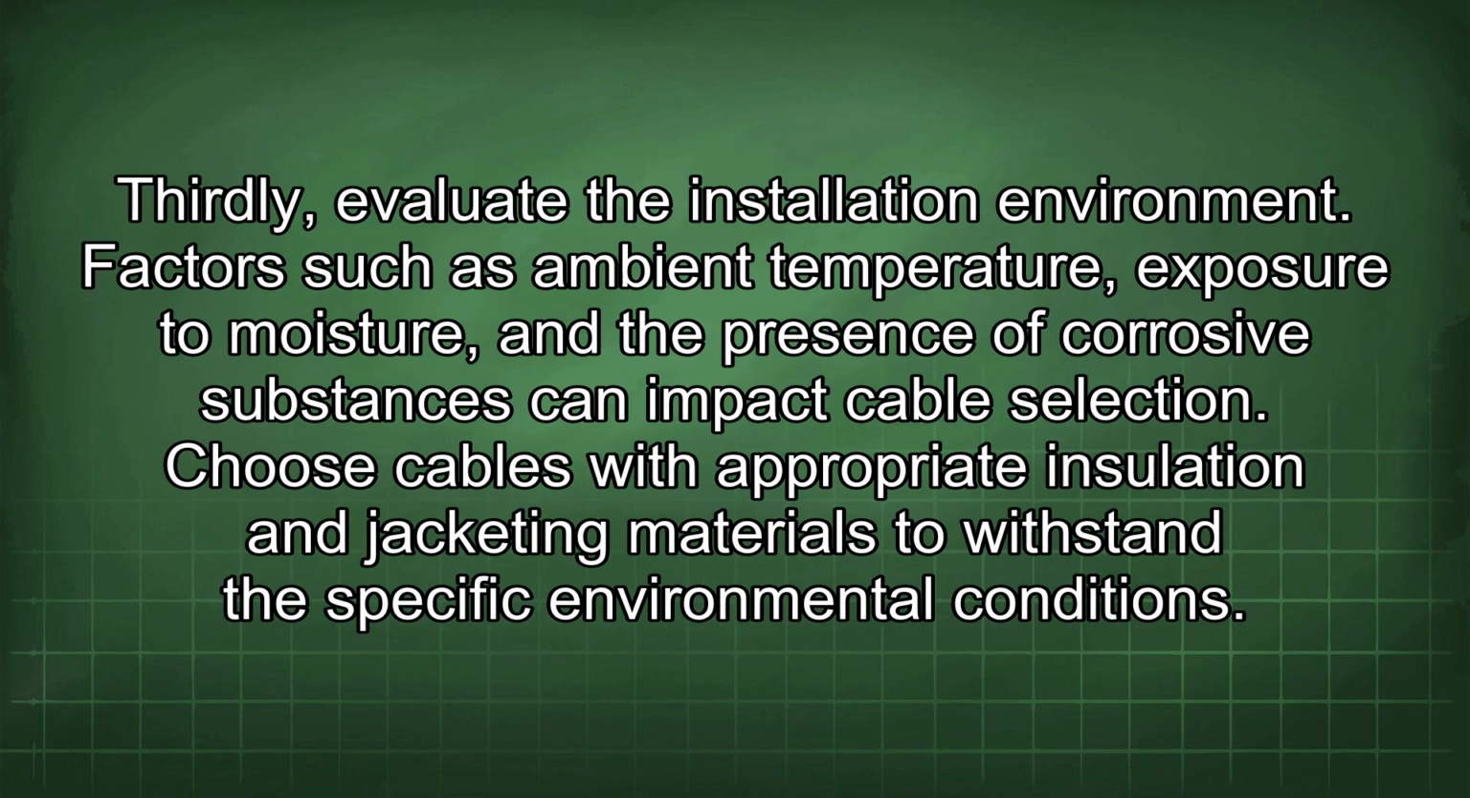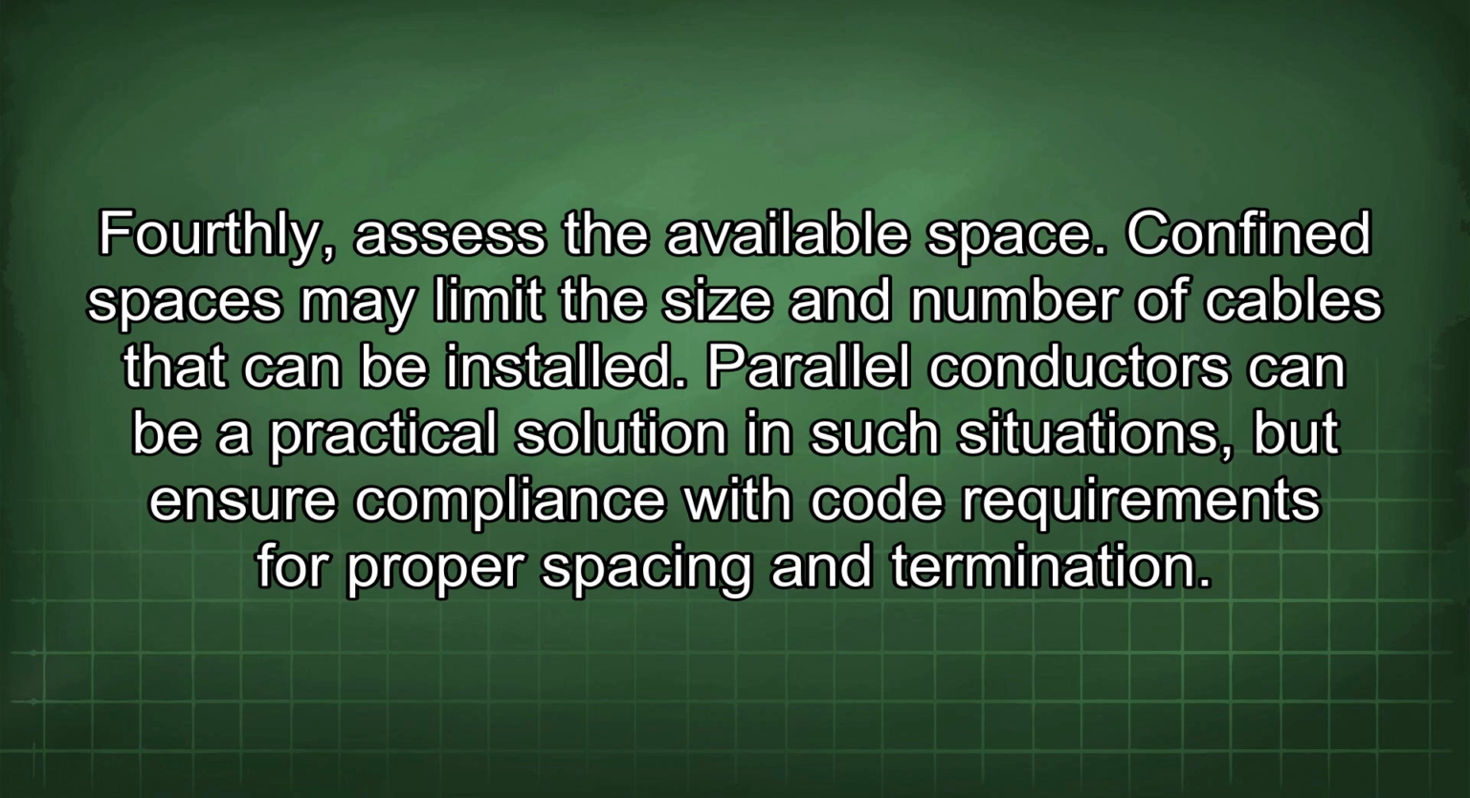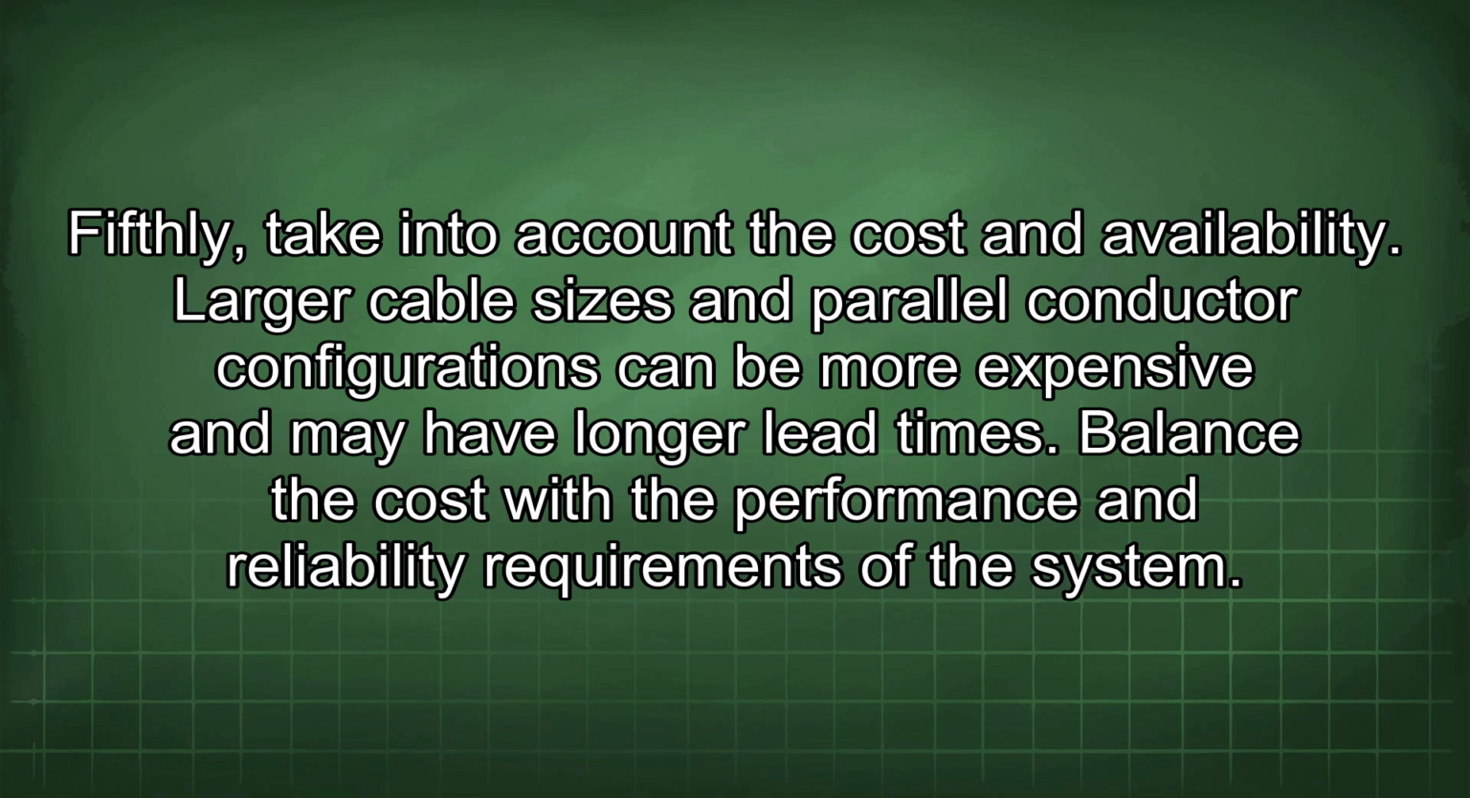Thirdly, evaluate the installation environment. Factors such as ambient temperature, exposure to moisture, and the presence of corrosive substances can impact cable selection. Choose cables with appropriate insulation and jacketing materials to withstand the specific environmental conditions. Fourthly, assess the available space. Confined spaces may limit the size and number of cables that can be installed. Parallel conductors can be a practical solution in such situations, but ensure compliance with code requirements for proper spacing and termination.